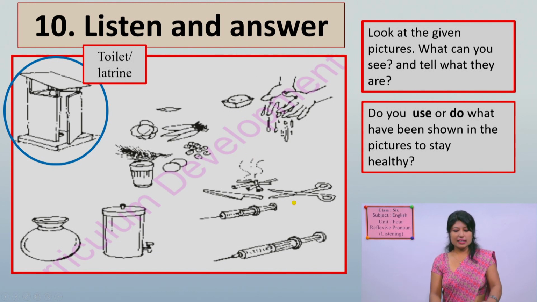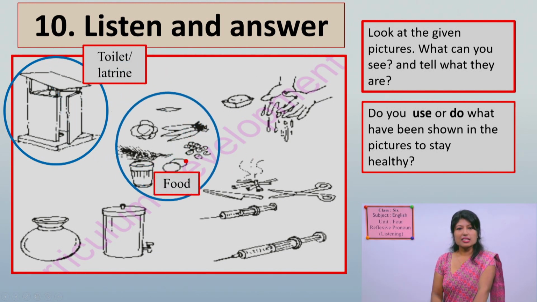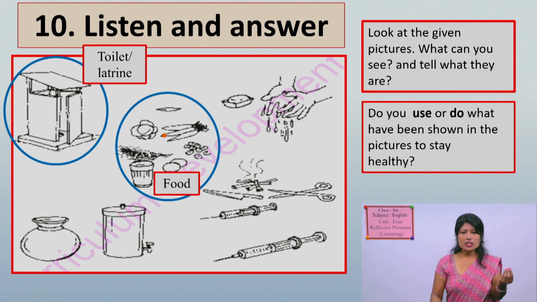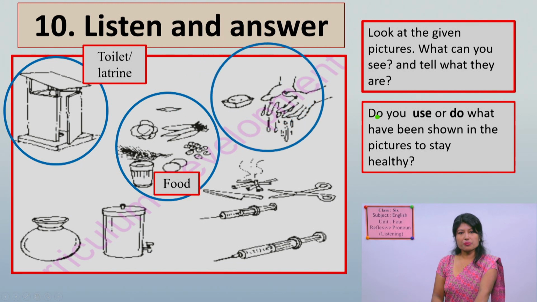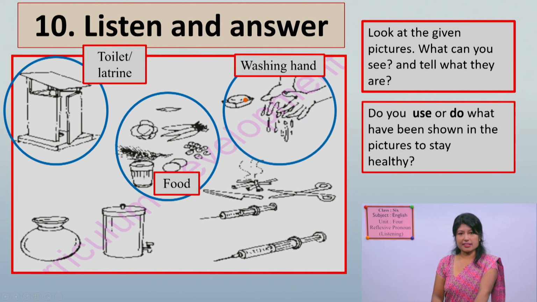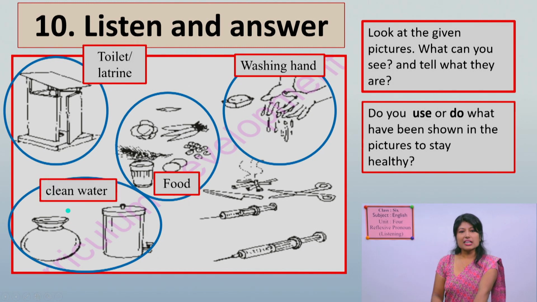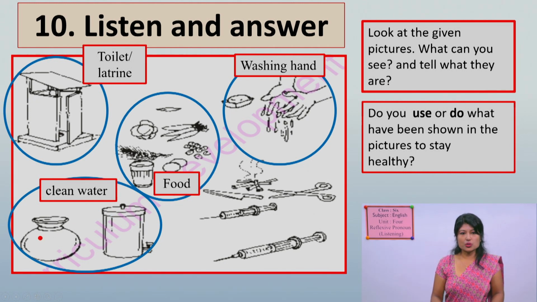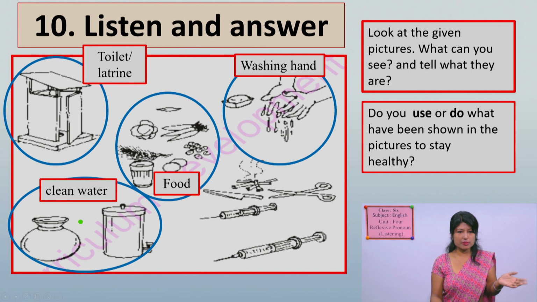And then the next picture over here is what? This is food that includes vegetables, maybe milk, a glass of milk, egg, and then grains. So it includes a balanced diet, wholesome food. Next picture is obviously washing hands with soap, and here we can see soap. Then another picture is of what? Clean water. We can see a filter being used over here, an earthen pot, a soil pot, and then a filter. So this refers to clean water being used.